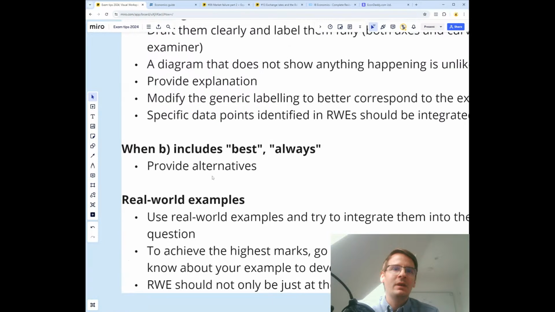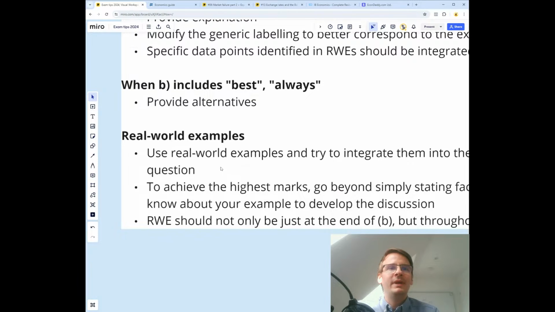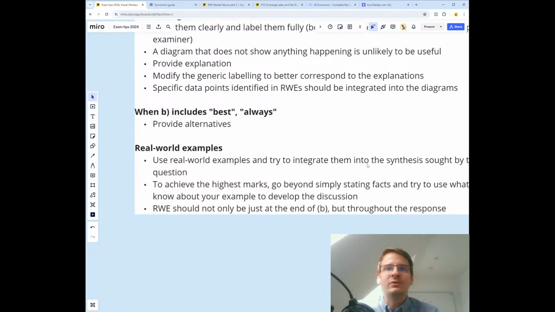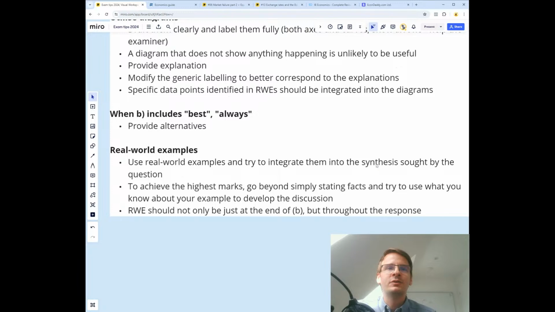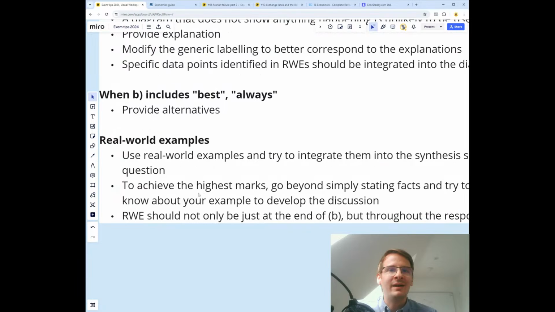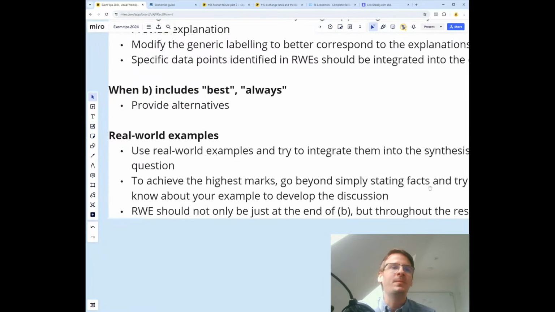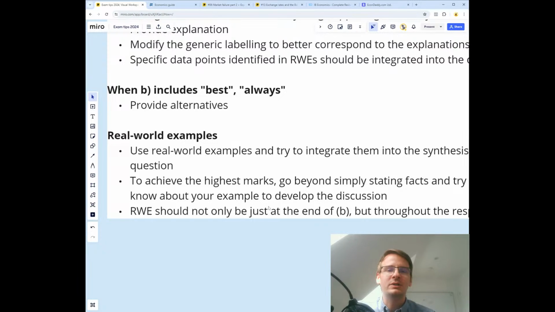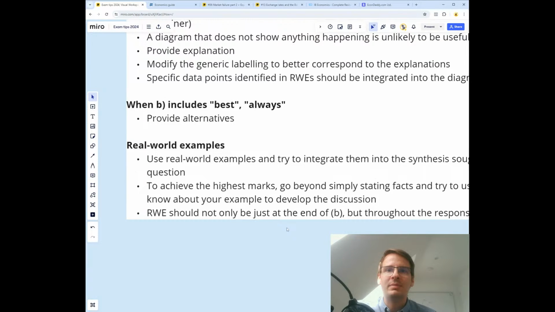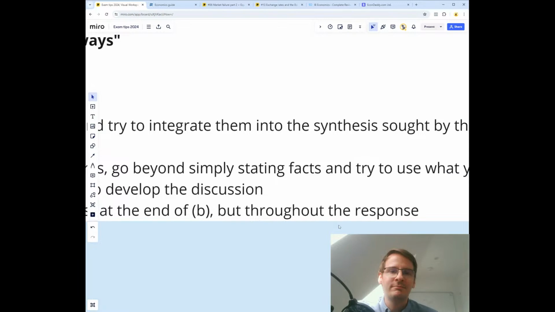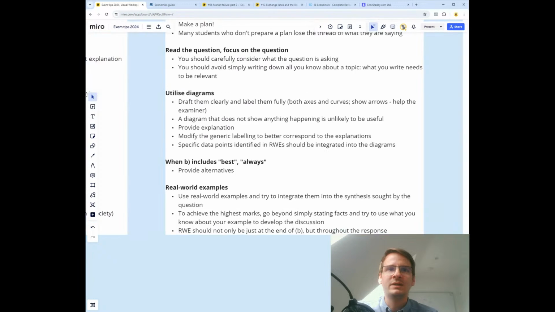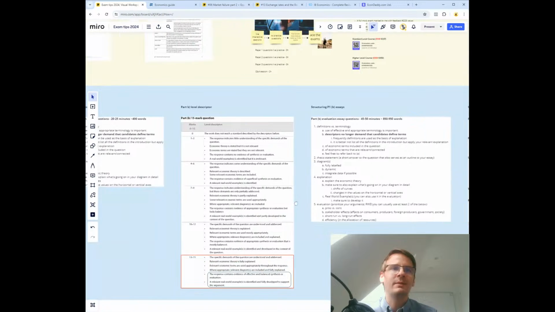And finally, a few points for the real-world examples. Make sure you use real-world examples and try to integrate them into the synthesis sought by the question, starting in your explanation. To achieve the highest marks, go beyond simply stating facts and try to use what you know about your example to develop the discussion. And finally, the RWE, the real world example, should not only be just at the very end of part B, but throughout the response. This is my overall advice to the paper 1 exams.